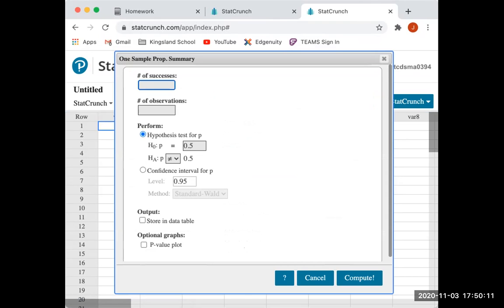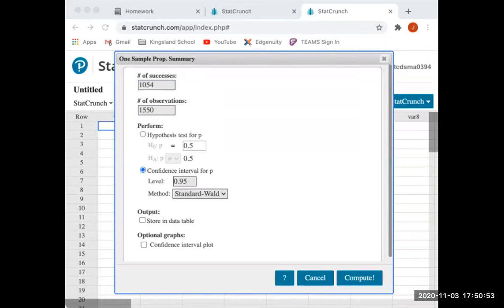Okay, so number of successes means how many people said yes? Well, 1,054 people said, yes, I use Facebook. Number of observations means how many people did I ask this question to? I asked 1,550. And then it's asking me to perform a hypothesis test, or if you click the second radio button, a confidence interval. We will get into hypothesis tests later on in the semester, but right now we're just going to do confidence intervals.